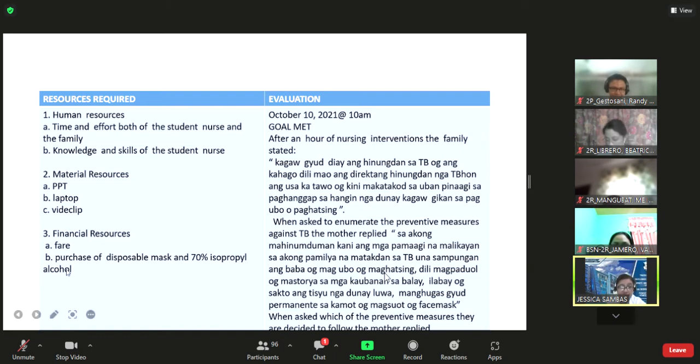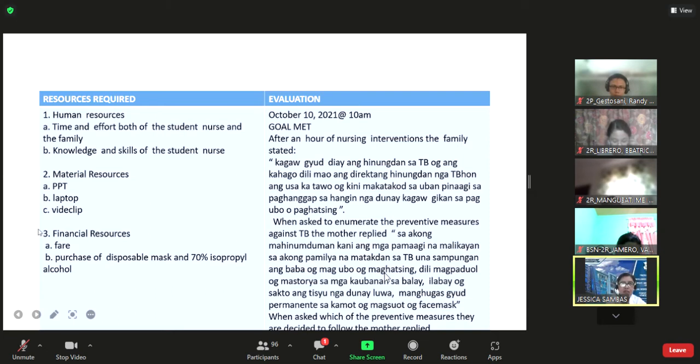But then you have to write it down also, whatever you bought. Purchase of such items, that is your financial resource. Or any other resources that you will need in the process of implementing the interventions. Okay? You have to write it down here. Next, let us go to our evaluation.